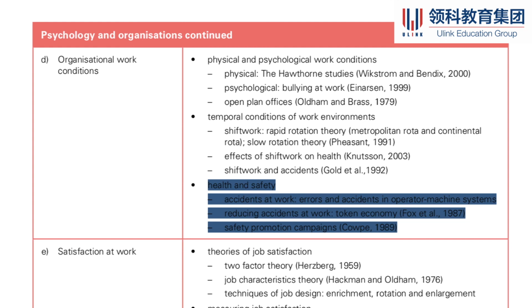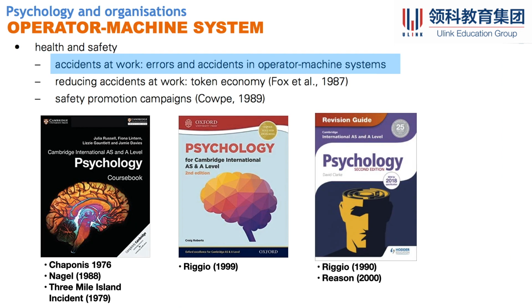Returning real quick to the initial dash there, machine operator systems or operator machine systems. Keep in mind, again, that different textbooks or different teachers are going to use different source material to talk about this topic. So, for example, in the black textbook, they mentioned the Three Mile Island incident like we did here. The blue textbook talks about Riggio, and the purple book introduces the more recent work by James Reason. There's other names mentioned, Chapanis, Nagel. I think those are the only ones in the black book. So pick whichever book you trust the most. I think they're all good. They all have their strengths and they all have their weaknesses.